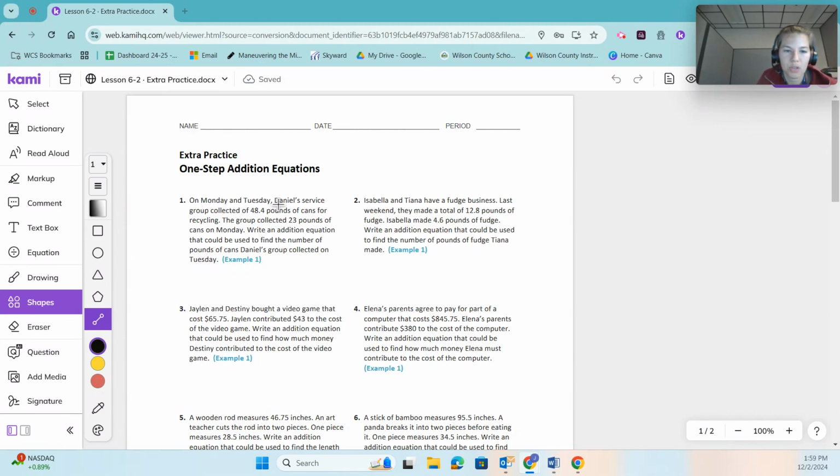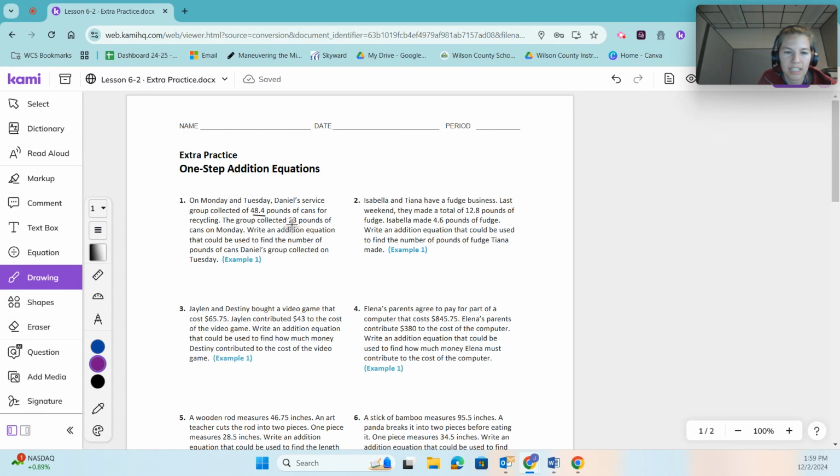This first one says on Monday and Tuesday, Daniel's service group collected 48.4 pounds of cans for recycling. The group collected 23 pounds of cans on Monday. Write an addition equation that could be used to find the number of pounds of cans Daniel's group collected on Tuesday. Okay, so this says on Monday and Tuesday together, the group collected this amount. So the total of Monday plus Tuesday equals the total pounds of cans.